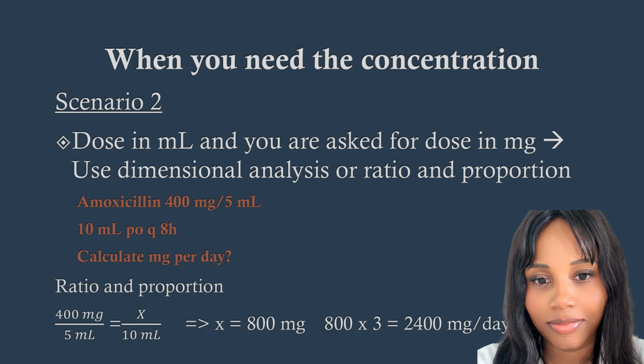In the last scenario, we used dimensional analysis. In this scenario, let's use ratio and proportion. So you can see both methods. And also, I do have a video on ratio and proportion on my channel. If you want more information about that, check it out. So for ratio and proportion, we'll have 400 milligram over 5 ml equals x over 10 ml. Then x equals 400 times 10 divided by 5, that's 800 milligram. Then it's 3 doses per day, so we'll multiply by 3, and that's 2400 milligram per day.